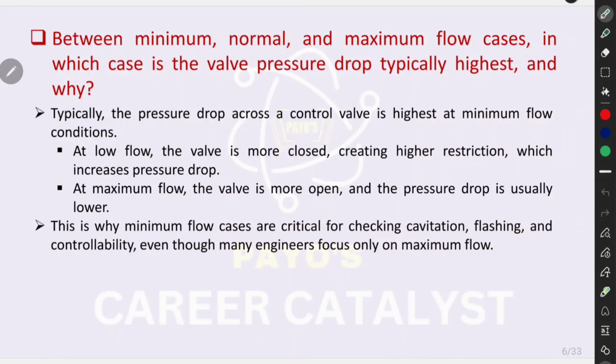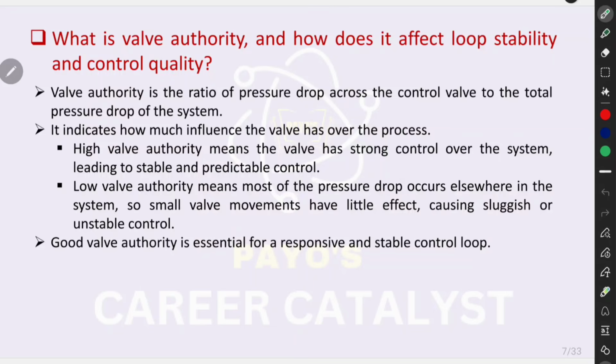What is valve authority? And how does it affect loop stability and control quality? Valve authority is the ratio of pressure drop across the control valve to the total pressure drop of the system. It indicates how much influence the control valve has over the process. High valve authority means the valve has strong control over the system, leading to stable and predictable control. Low valve authority means most of the pressure drop occurs elsewhere in the system. So, small valve movements have little effect, causing sluggish or unstable control. Good valve authority is essential for responsive and stable control loops.